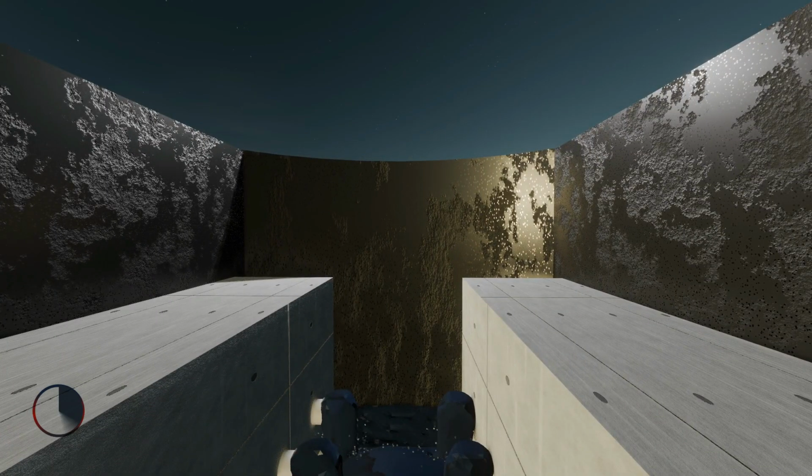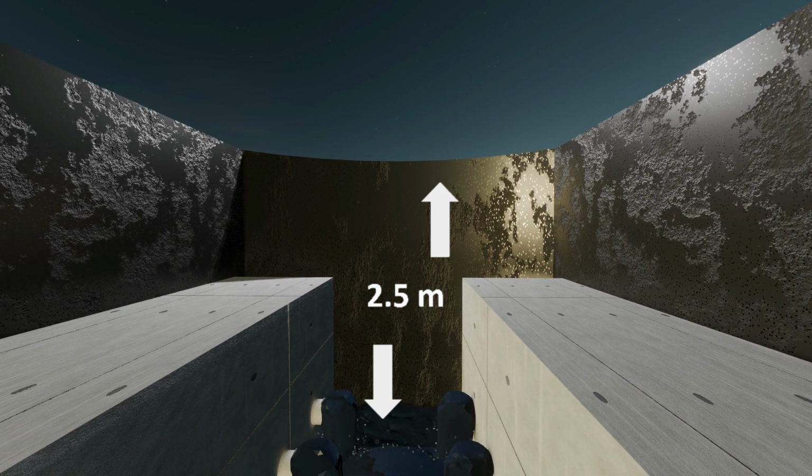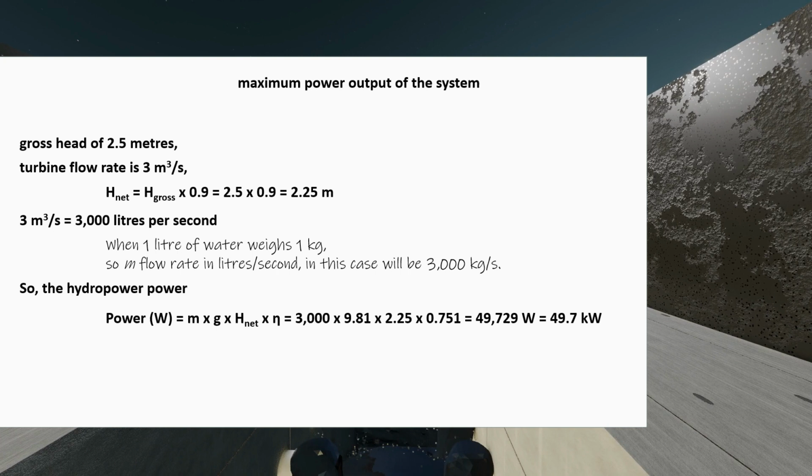Therefore, if you had a relatively low gross head of 2.5 meters and a turbine that could take a maximum flow rate of 3 meters cubed per second, the maximum power output of the system would be calculated as follows. First, convert the gross head into the net head by multiplying it by 0.9. So H net equals H gross multiplied by 0.9, equals 2.5 multiplied by 0.9, equals 2.25 meters. Then convert the flow rate in meters cubed per second into liters per second. That is by multiplying it by 1000. So 3 meters cubed per second equals 3000 liters per second.